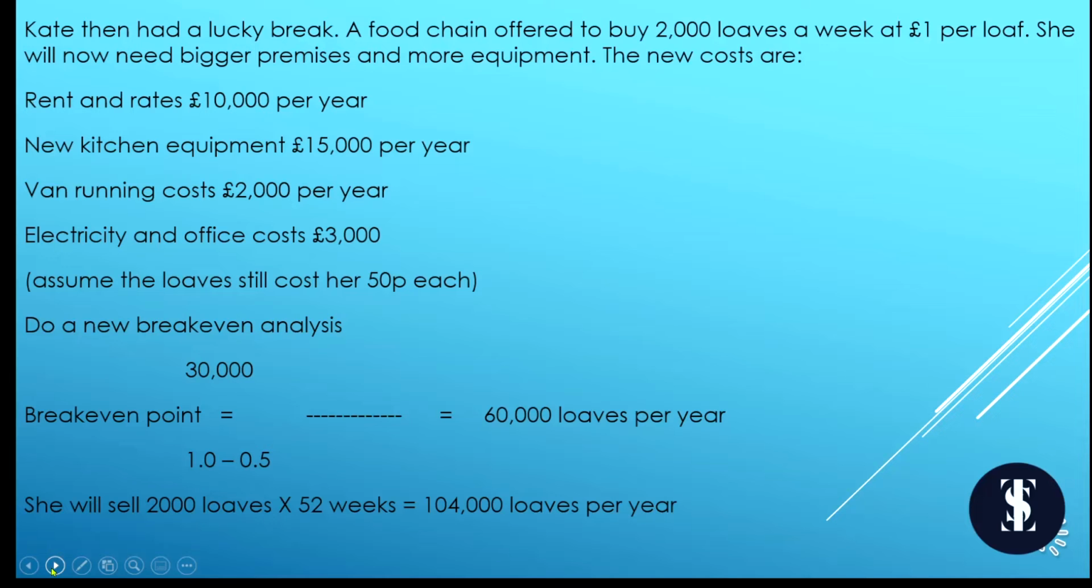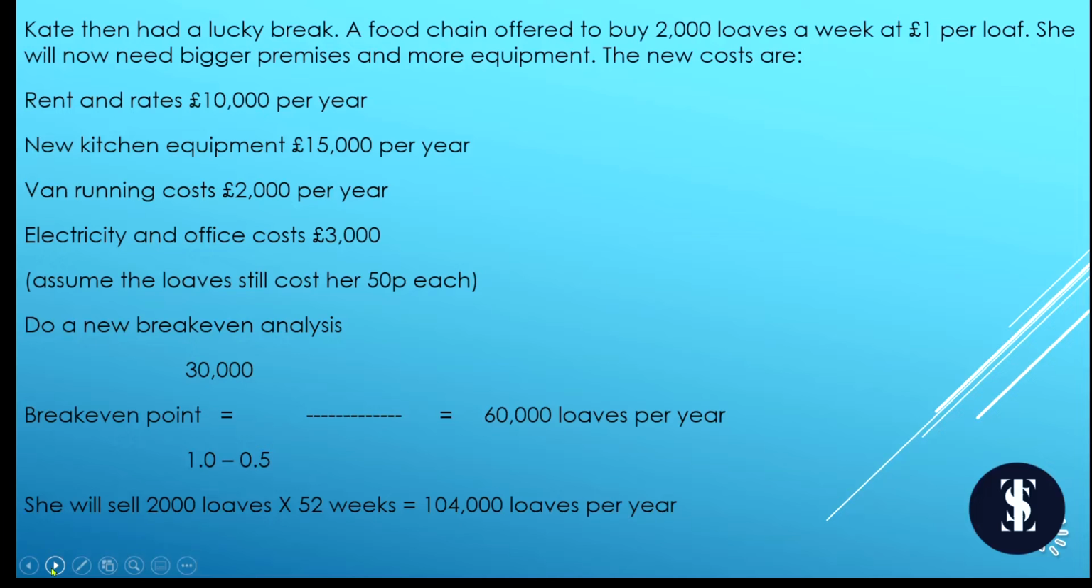She will now need bigger premises and more equipment. So now it's costing her £10,000 a year for rent and rates. New equipment is going to cost her £15,000 per year. It's going to cost her £2,000 to run a van, and electricity and office will cost her £3,000. Right, now let's assume that it's still costing her 50p to produce each loaf. So let's do a new figure analysis.